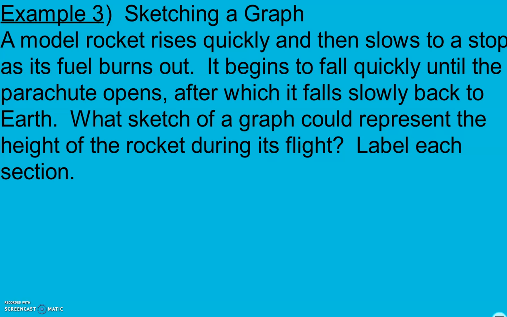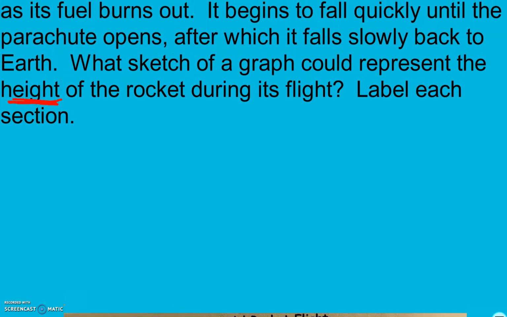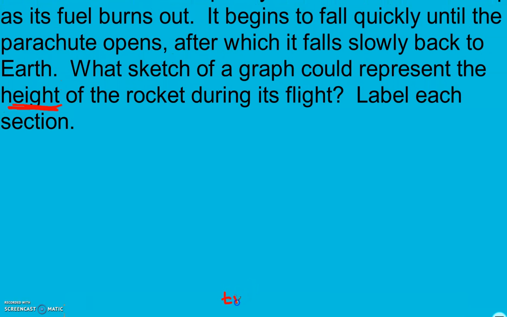Label each section. So, first thing we need to do is figure out our variables. It rises quickly and slows to a stop as fuel burns out. Begins to fall quickly until the parachute opens, after which it falls slowly back to Earth. So, the height of the rocket is one of our variables, and that depends on how long it's in flight. So, our variables are going to be time and height. So, as time goes on, or length of flight, our height is going to change.